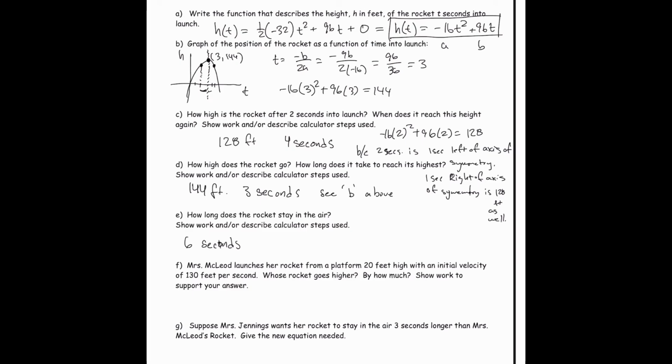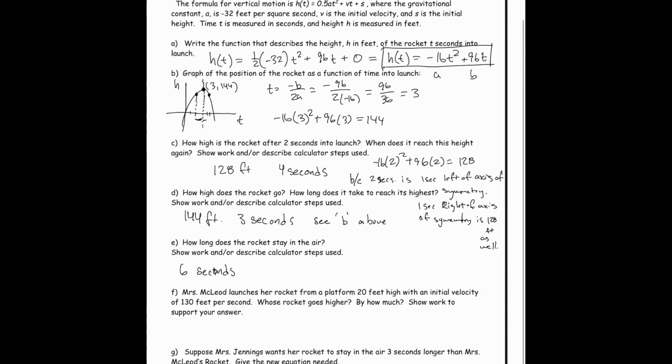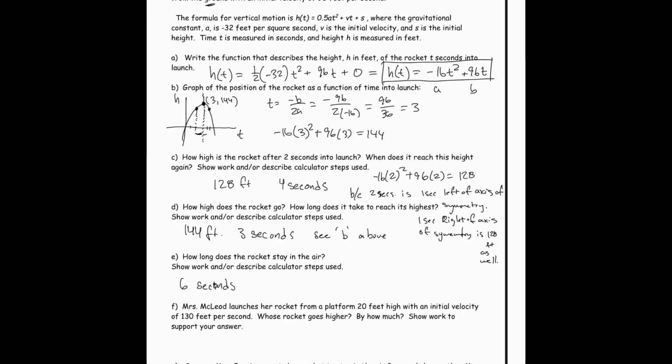All right, Mrs. McLeod launches her rocket from a platform 20 feet high with a different initial velocity. Whose rocket goes higher and by how much? Okay, so we're going to adjust our original function. So this function is going to be h equals negative 16t squared plus 130t plus 20.